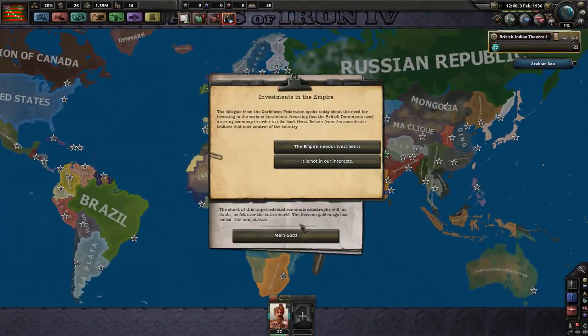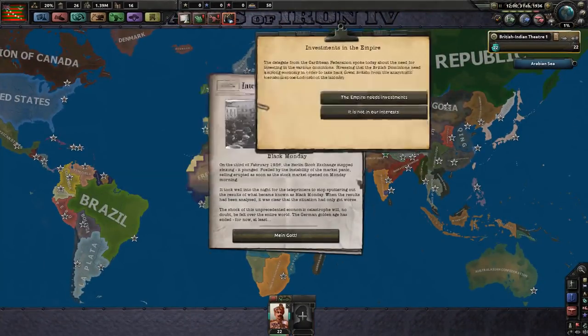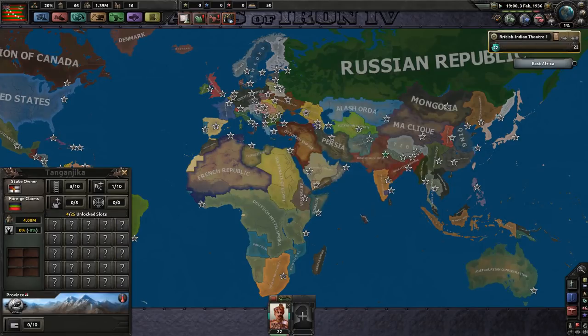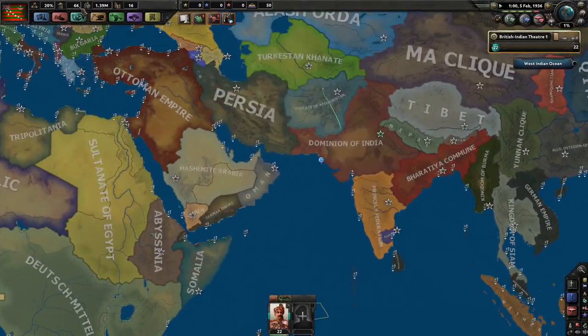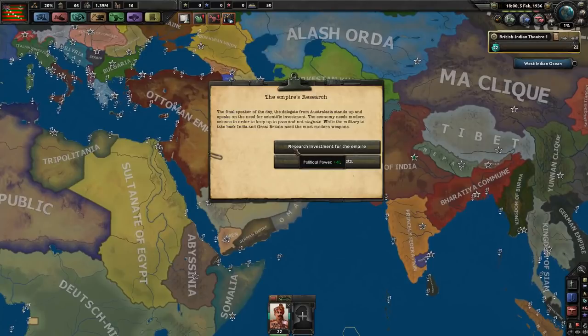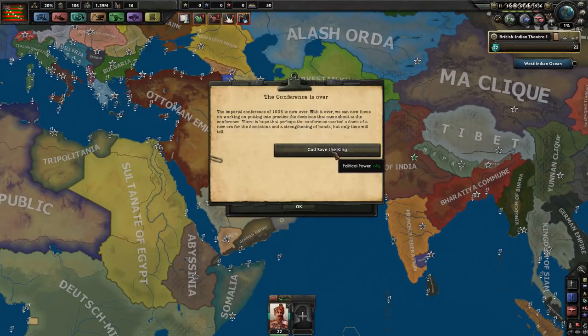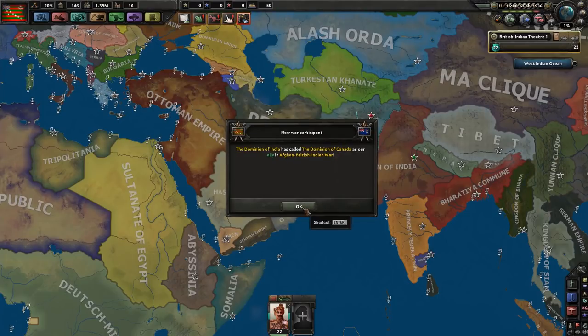All right, Black Monday's starting. Doesn't affect you. So, investments in the empire. Now, this is weird because it talks about investing in the empire, and yet it gives you political power. But anyway, you're just getting political power. It's giving you a nice base at the beginning. More political power. And here we have it. The conference is over. You get political power no matter what.